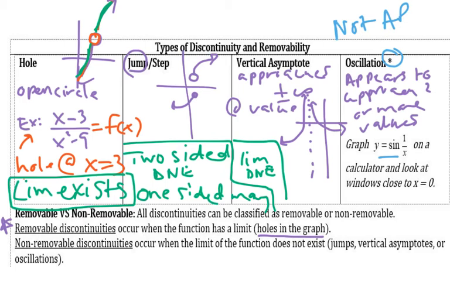Non-removable discontinuities occur when the limit of the function does not exist. So that would be when we have a jump, a vertical asymptote, or an oscillation. Again, you're not going to see oscillations in this class. This is the only time I'm really going to mention it for you.